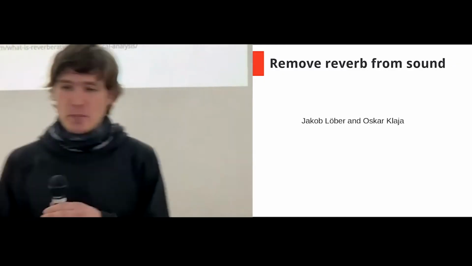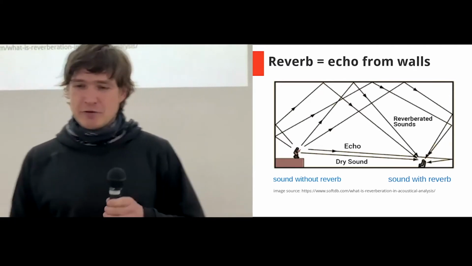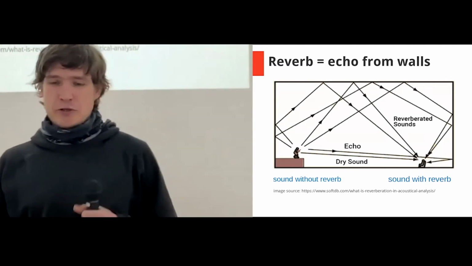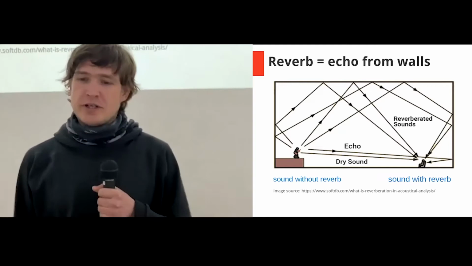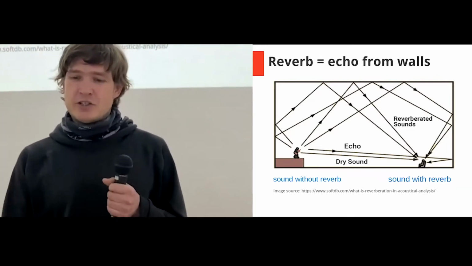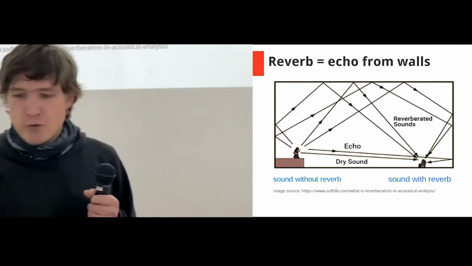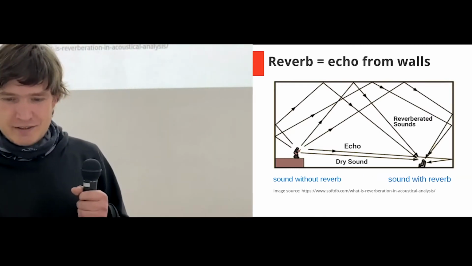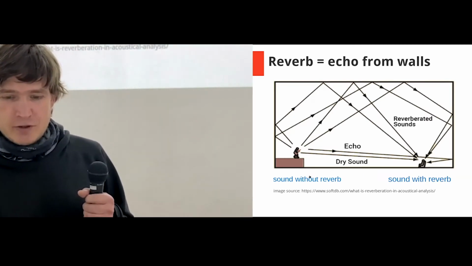So what is reverb? Just imagine you have a room like that with one person standing on a stage talking to another person in the audience. And then there's one way the sound could take. It's just a direct path. It's called a dry sound. And that's the sound without reverb. It might sound something like this.